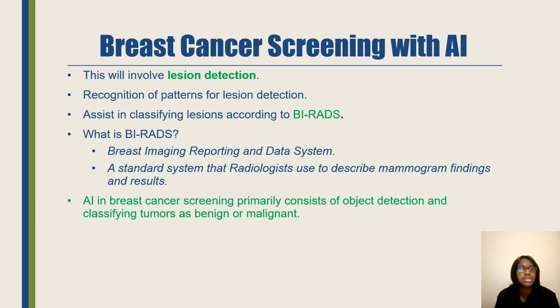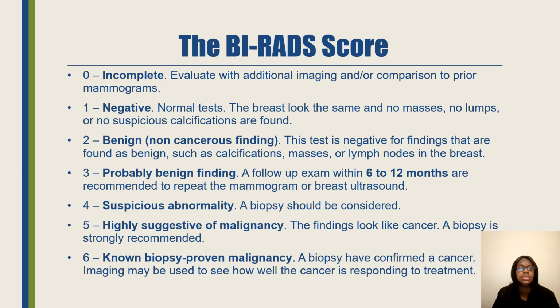When it comes to screening with AI, it will involve lesion detection. It can assist in classifying those BI-RADS scores or categories. And pretty much BI-RADS is a reporting system that is used in radiology that the radiologists use to help describe any type of finding in the breast, whether it's an abnormal finding or a benign finding or negative finding for breast cancer or any type of breast masses. So we'll just go over the BI-RADS score real quickly.